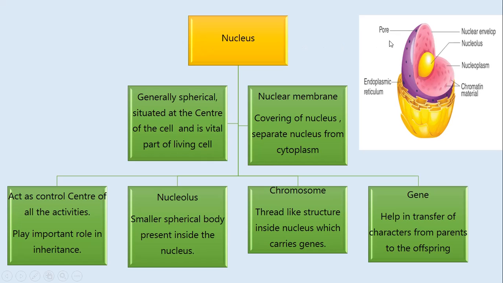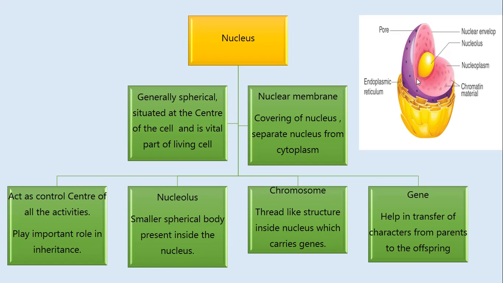Next part is the nucleus. It is generally spherical and situated at the center of the cell and is the vital part of the living organism. The nuclear membrane generally covers the nucleus and separates the nucleus from the cytoplasm. So the nucleus acts as a control center of all the activities and plays an important role in inheritance.